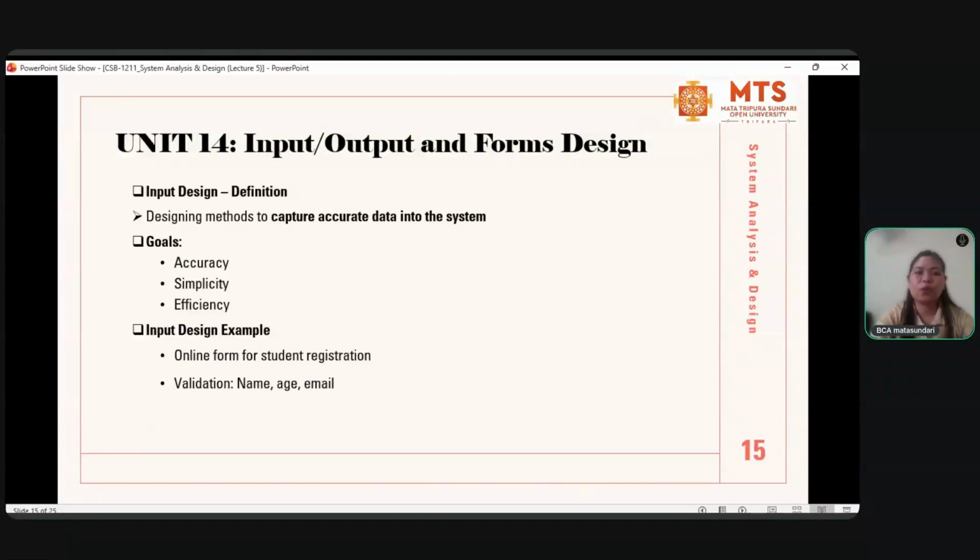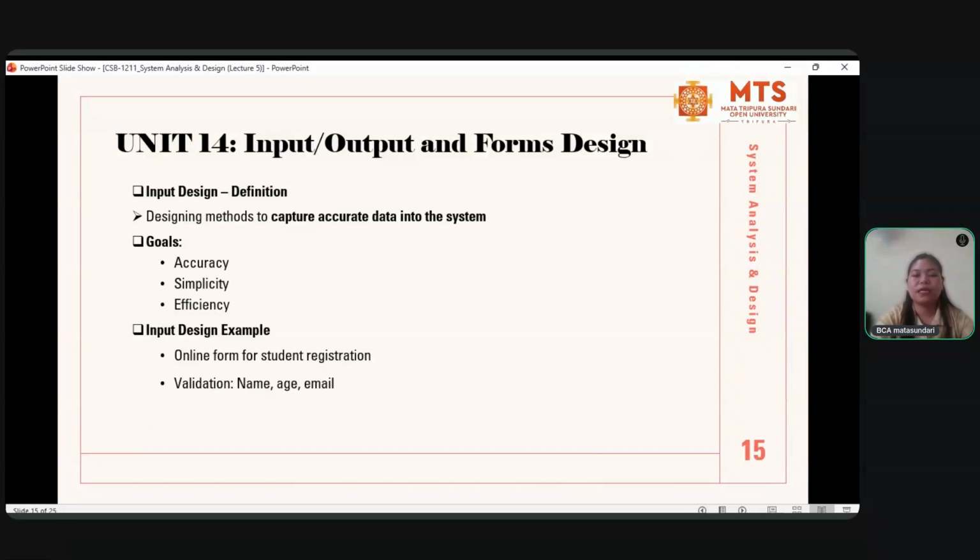Next, moving to our unit 14, input, output, and forms design. Input design definition. What is input design? Designing methods to capture accurate data into the system. Then what are the goals of input design? Accuracy, simplicity, efficiency. These are the goals for input design.